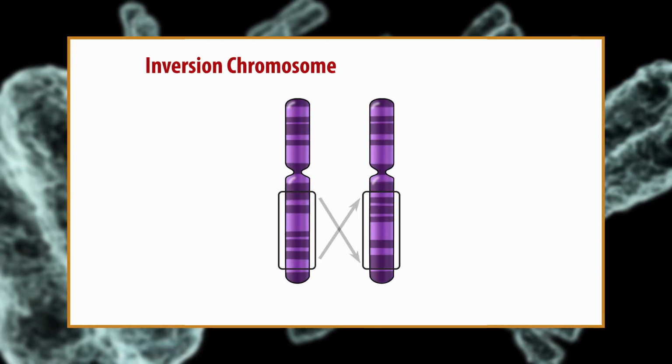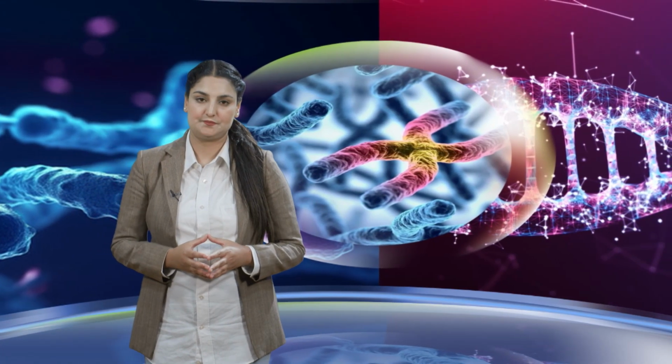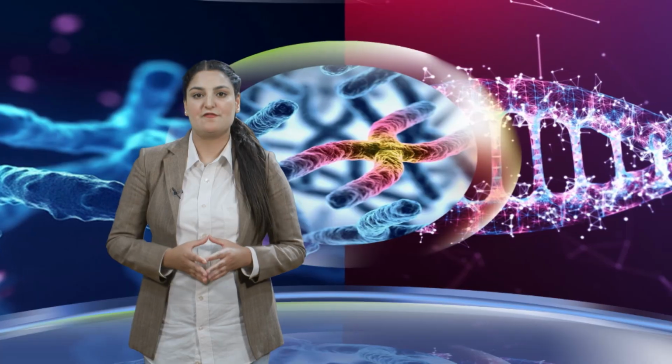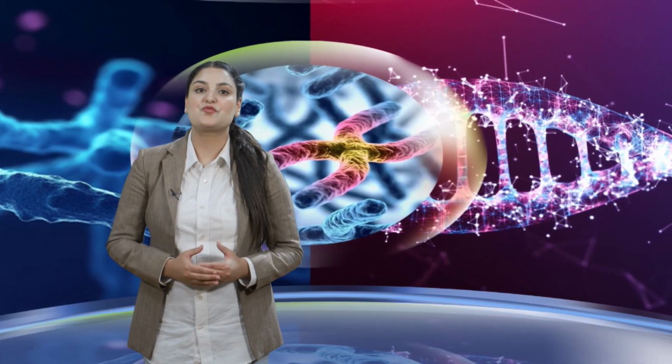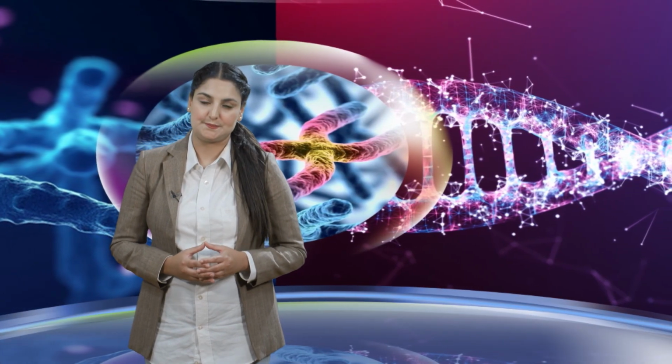Now, moving on to inversion. Inversion is a type of structural chromosomal mutation in which a segment of a chromosome breaks off, rotates 180 degrees, and reinserts into the same chromosome, but in reverse order. Although the total genetic content remains unchanged, the rearranged sequence can disrupt gene function or regulation, especially if vital genes or regulatory regions are affected.